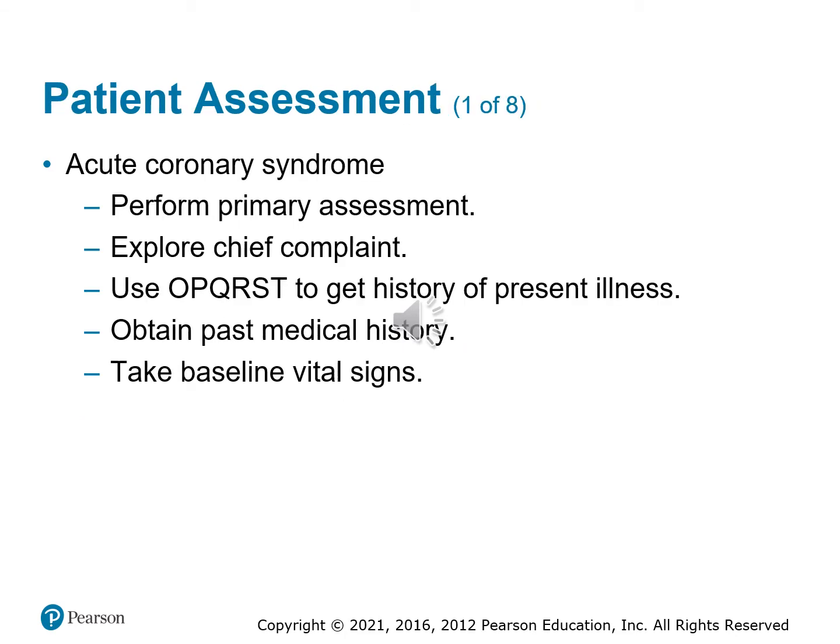Upon dispatch, you may get some information regarding the patient's chief complaint, but upon your arrival, you need to do your patient assessment. This is true for any and all patients, but again, with acute coronary syndrome, we need to do that primary assessment, make sure that the ABCs are working. We need to think about the chief complaint that the patient is stating, use our OPQRST and our SAMPLE in order to get a good history of what's going on, and we need to get a good set of baseline vitals. These baseline vitals are going to be important as we continue our care with the patient to identify the trend on if it is getting better or getting worse.